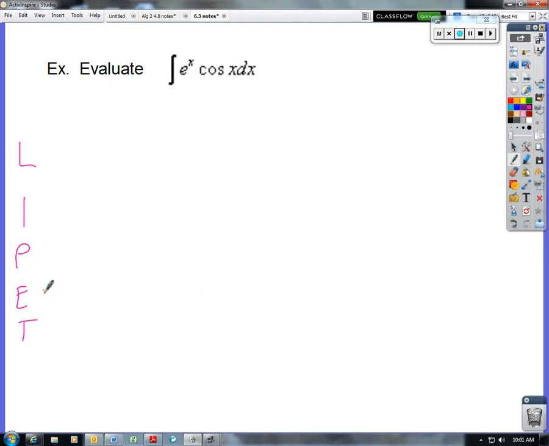This time we have an exponential and a trig. So the exponential is going to be the u. du, e to the x dx. dv over here, v over here. So since this is u, this has to be dv. Integral of cosine x dx, sine of x.